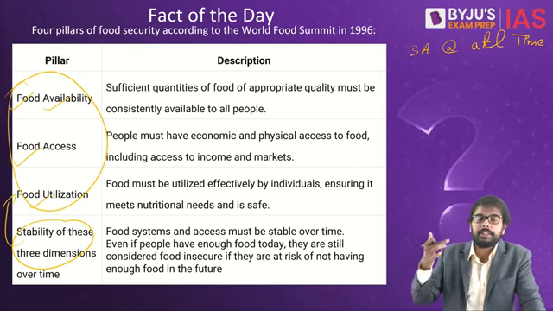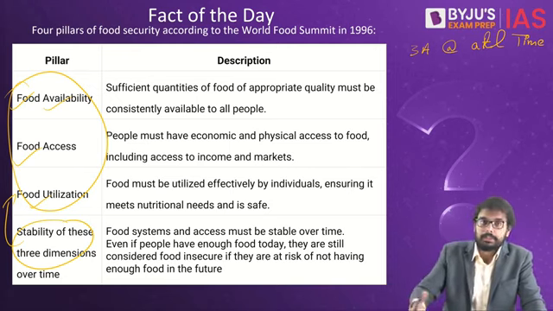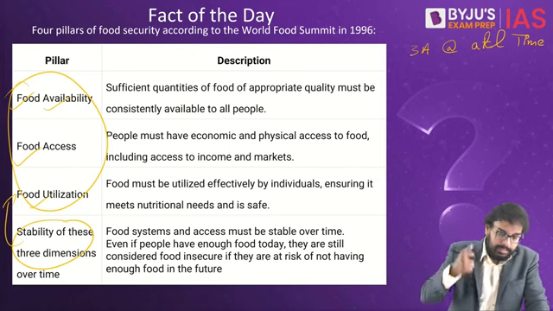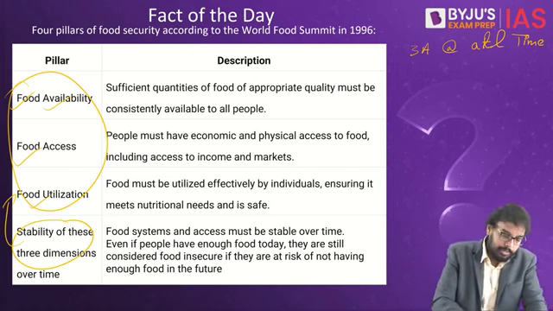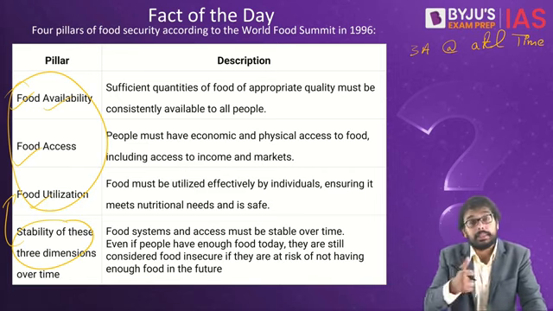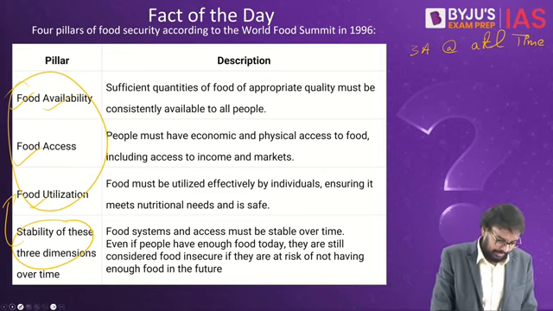And whenever you're writing any GS3 answers, you can use this definition. So food availability, accessibility, and food utilization at all times. There has to be stability of all the above three dimensions. That is called your food security.